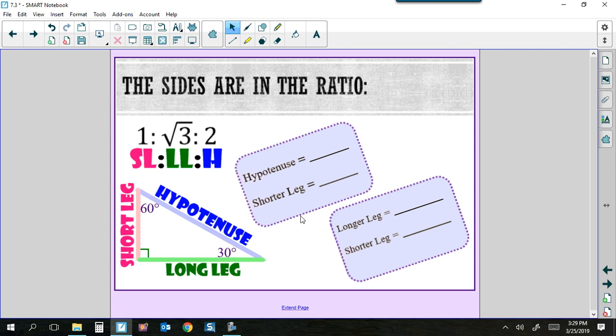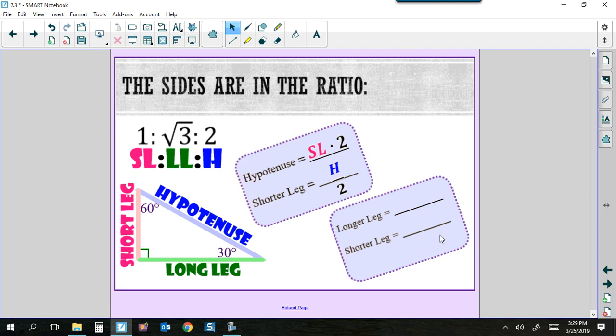All right, so for our formulas, your hypotenuse will be found by taking the short leg. How would you make 1, 2? It would be just the short leg times 2. Well, that's simple. Double it. And then to undo that, you would take the hypotenuse and divide it by 2. Magic.